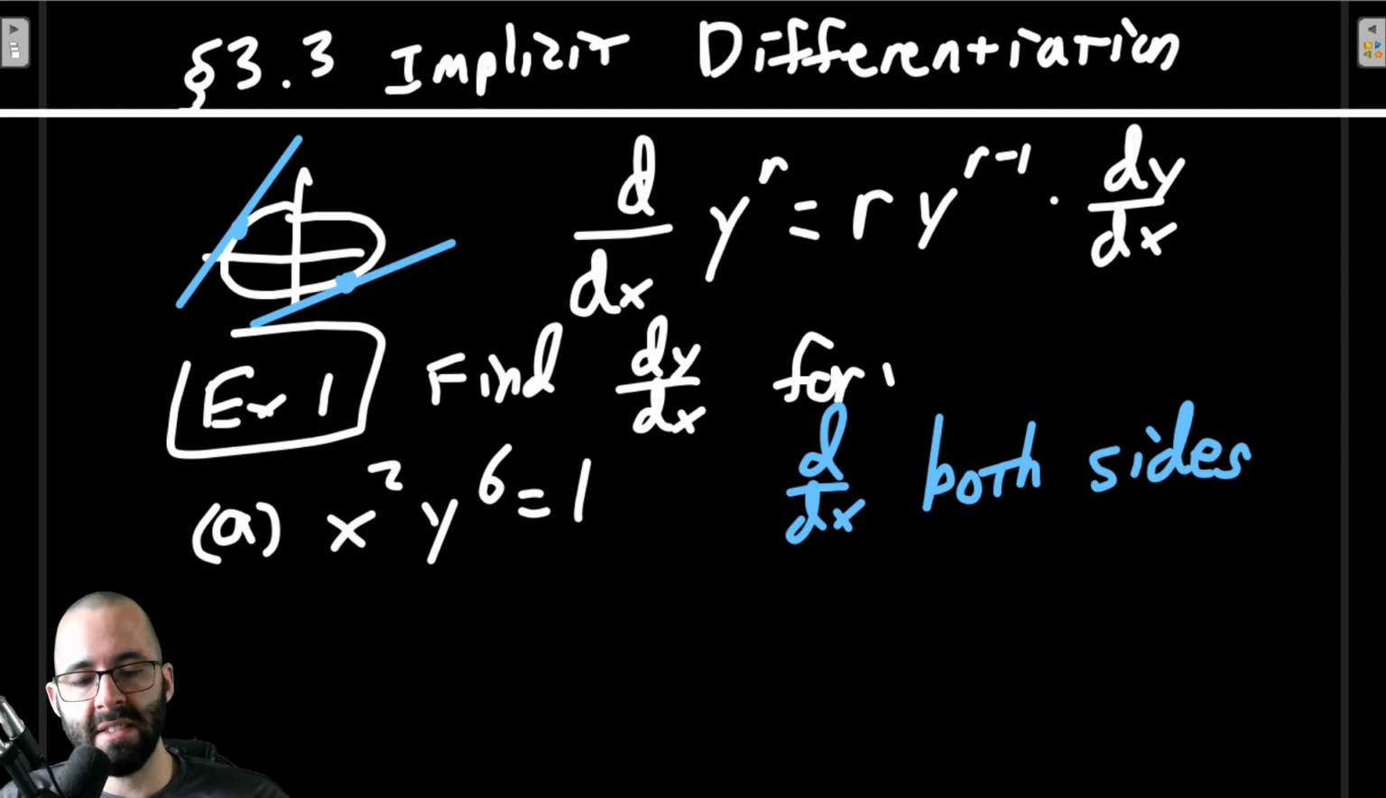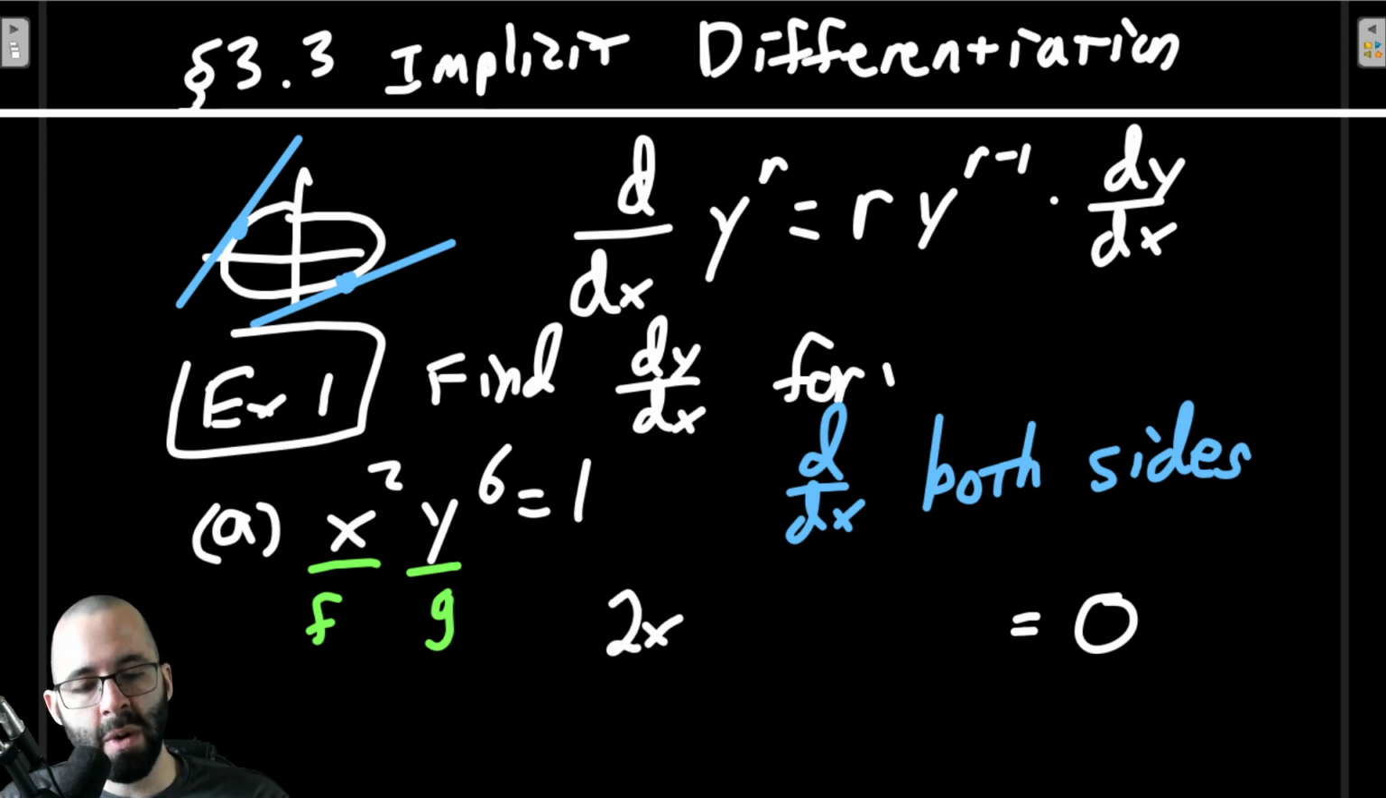So the derivative of the left-hand side is going to use the product rule. This will be our f, this will be our g. The derivative of the right-hand side is nice and easy: 0. So product rule says derivative of the first, which is 2x, times the second function, plus the first function times the derivative of the second function, the derivative of y to the 6th with respect to x.